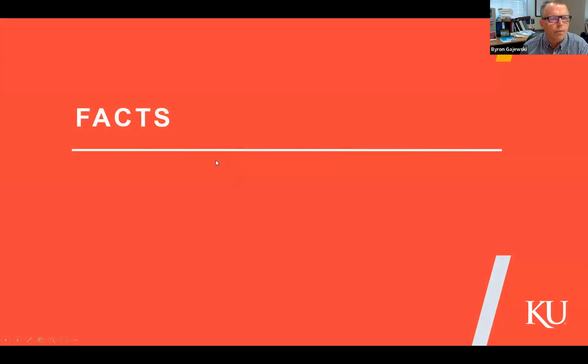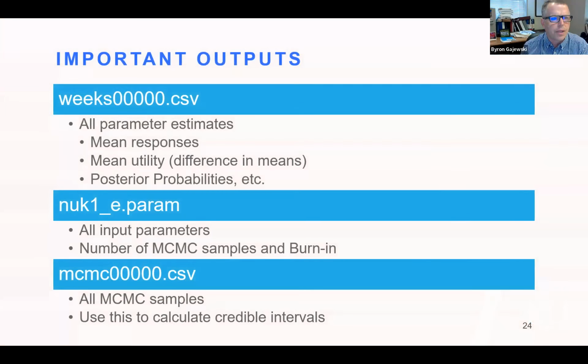So this is what is produced from FACS. Important outputs in FACS include the weeks file. This gives you posterior summaries for all parameters, including posterior probability. We also get input parameters, the number of Markov chain Monte Carlo samples, and also the burn-in. Then we have an MCMC file, which gives you posterior draws. If you have 1,000,000 draws, you'll have 1,000,000 rows. That's used to calculate credible intervals.